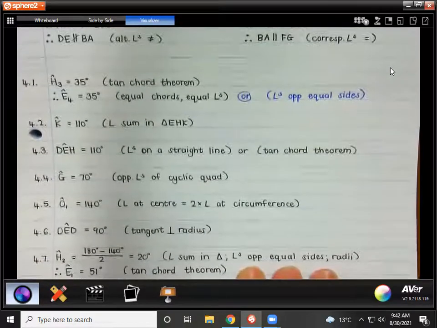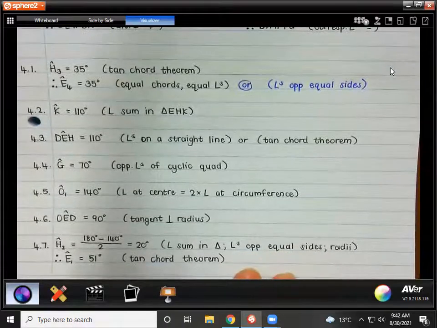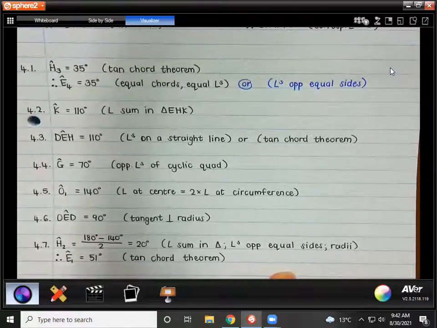Then after that, for all of them, it was just a one-step thing that I could see, except for 4.7, where you had to actually do two steps. I don't know if any of you guys found the one-step way of finding 4.7.